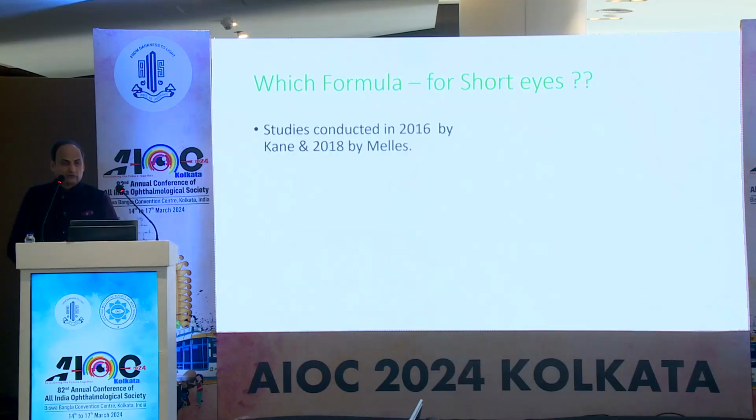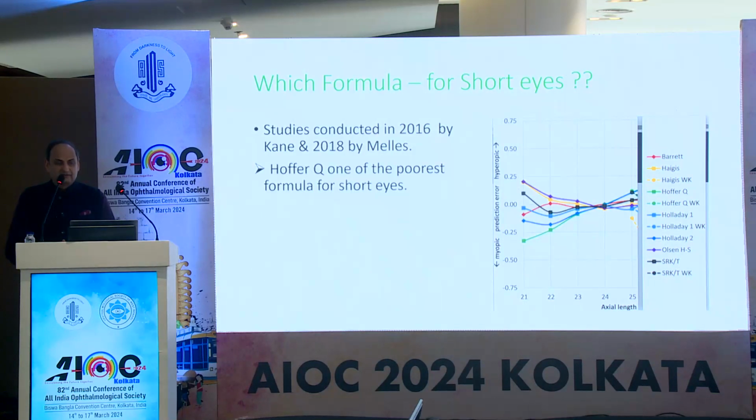So, which formulae for short eyes? Well, studies were conducted in 2016 by Kane and Melles. And again, a very busy slide. They also came to the same conclusion that Hoffer Q is one of the poorest formulas for short eyes, which we have been using every day for 20 years. Correct? Barrett and Holladay 1 performed better in the 21 and 22 millimeter range.